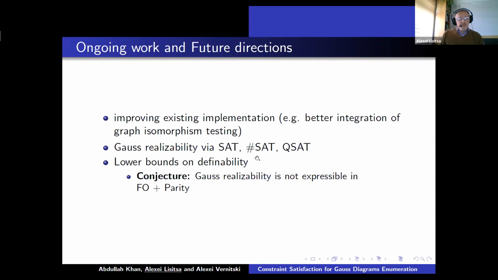Another very promising approach, but with very clear obstacles, is Gauss realizability with SAT solving. SAT solving brings efficiency, of course, but if you are mostly interested in enumeration, then there is the problem of how to formulate correct symmetry breaking conditions. Of course, you can insert some symmetry breaking conditions, but they normally wouldn't account for the whole isomorphism checks or equivalence checks in terms of Gauss diagrams. So that is still an interesting challenge.